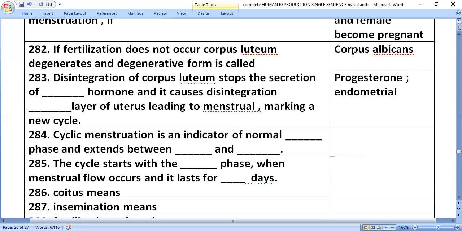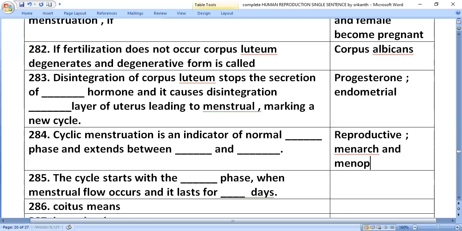Cyclic menstruation is an indicator of the normal reproductive phase and extends between menarche and menopause. The cycle starts with the menstrual phase. When menstrual flow occurs, it lasts for 3 to 5 days.